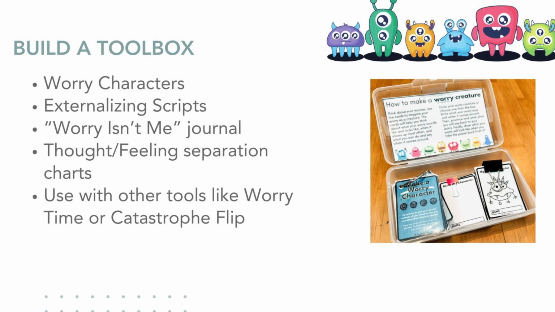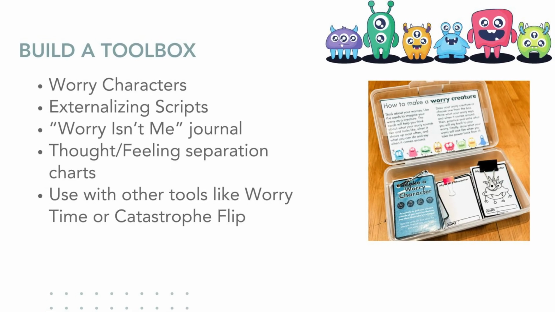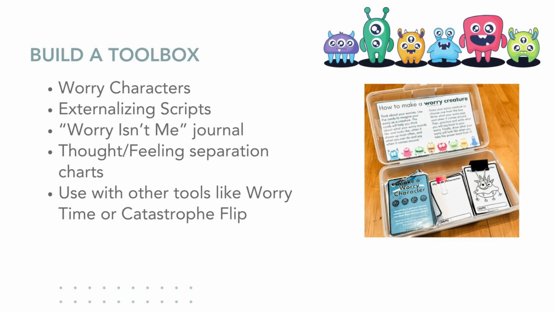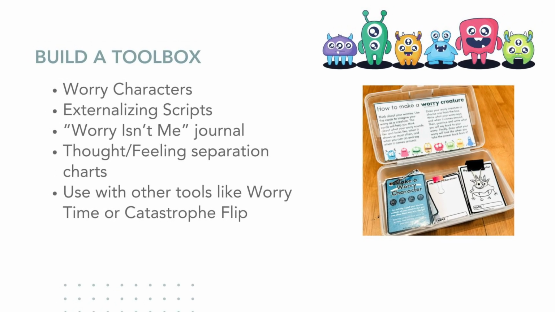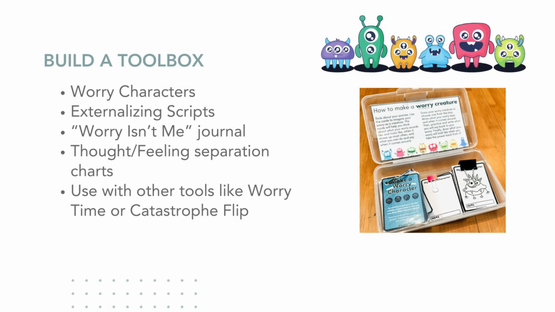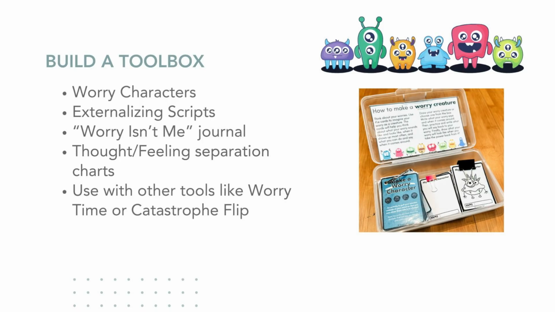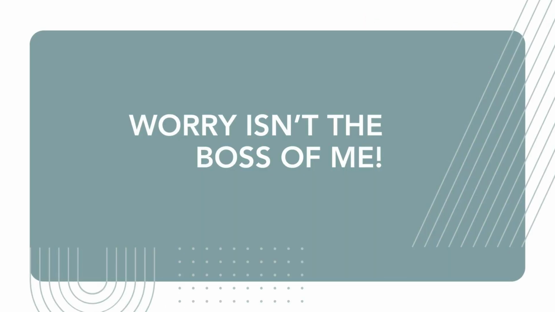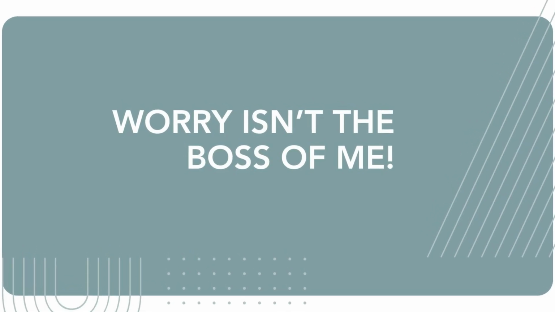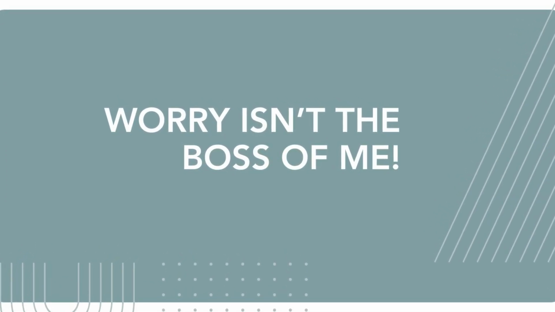It works really well even if we pair it with other strategies like worry time. They could tell their worry monster, hey Boris, I don't have time to talk to you right now. I'll talk to you at worry time, right? So it's just another skill that they can fall back on when they are feeling anxious. So something else to teach them so that they feel confident when those anxious thoughts do start to sneak in. Externalizing helps kids to say, hey, worry isn't the boss of me. They start to see worry as something that they can notice, name, and talk back to.